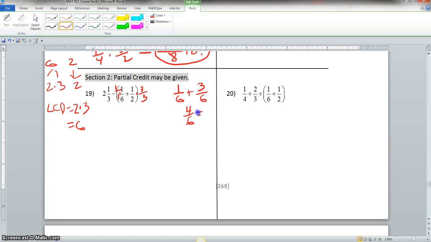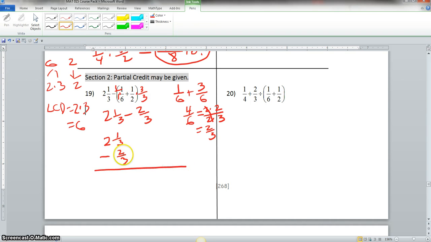But we know we can simplify that. 4 breaks down to 2 times 2. And 6 breaks down to 2 times 3. These two simplify out. And you will be left with 2/3. So we had 2 1/3 minus 2/3. That's what will be left from this parenthesis here. And since there's nothing else can be done in the parenthesis, we just bring it down. Now, if you notice, let's line this up vertically. We have 2 1/3 minus 2/3.